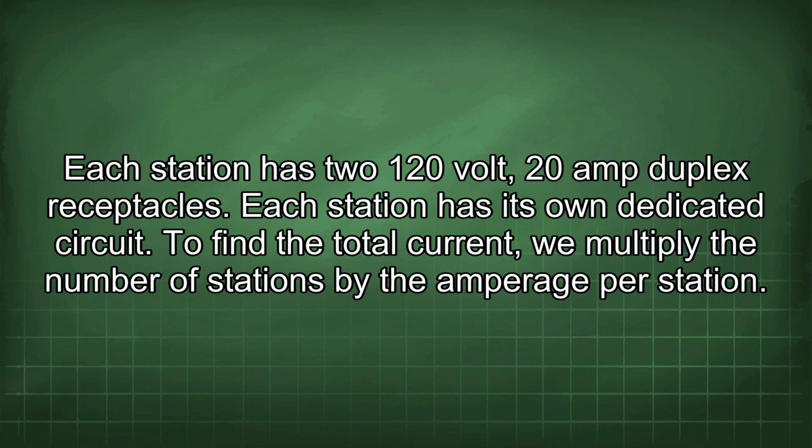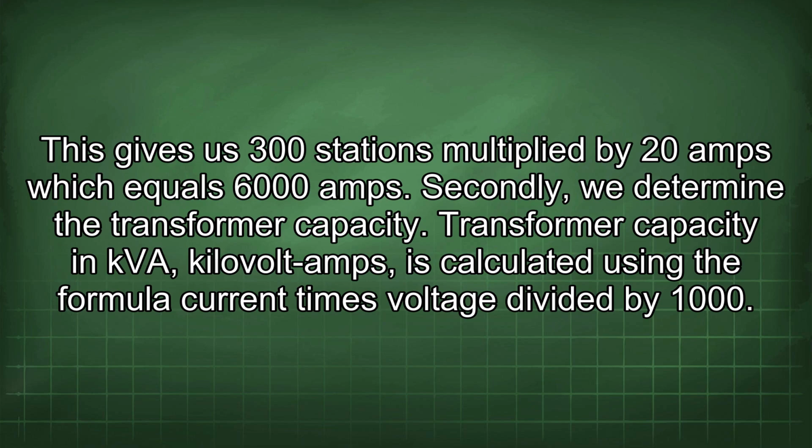To find the total current, we multiply the number of stations by the amperage per station. This gives us 300 stations multiplied by 20 amps, which equals 6,000 amps. Secondly, we determine the transformer capacity. Transformer capacity in kVA, kilovolt amps, is calculated using the formula current times voltage divided by 1000.